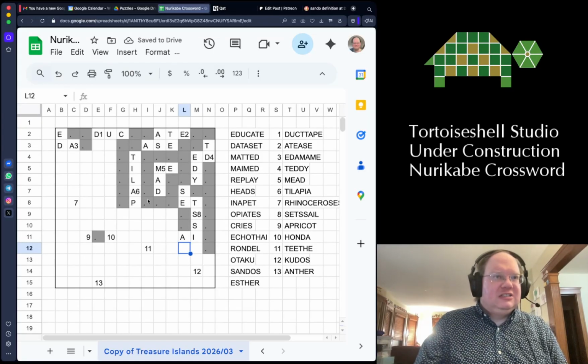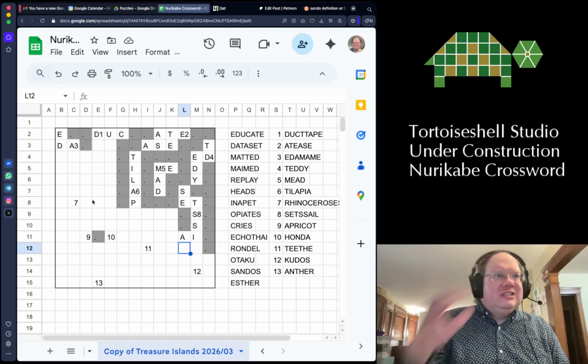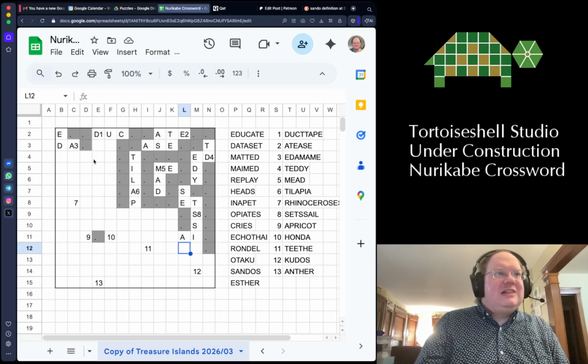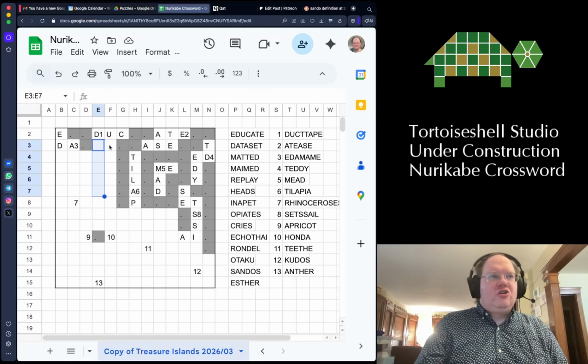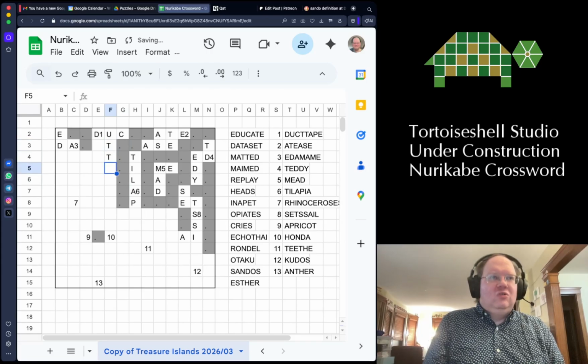Lovely. Now I'm still PE. Okay, duct tape, the rest of duct tape has to go straight down. And in order to not leave a chain of empty squares over here, it's got to go like this.